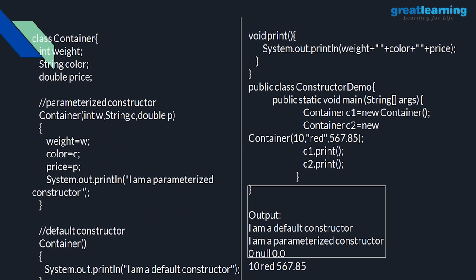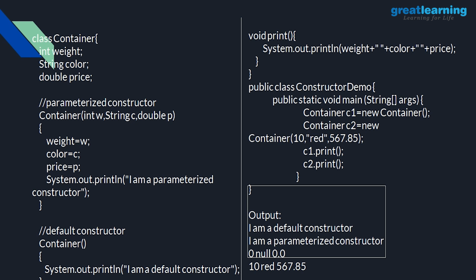Now let's see an example wherein we use a class and a constructor, and the object is created. In this example we have created a class called container in which we have three data members: weight, which is of type int, color, which is of type string, and price, which is of type double. Now we have defined a parameterized constructor with three arguments: int, string, and double.